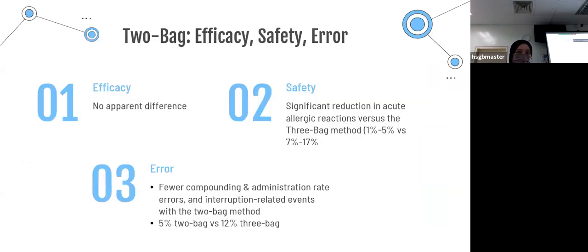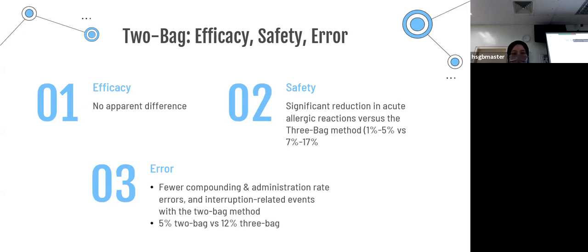As for the efficacy, apparently there is no difference between the efficaciousness of the 3-bag method versus the 2-bag method. As for the safety, there is a significant reduction in acute allergic reactions versus the 3-bag method, in that in the 2-bag method, acute allergic reactions are reported in approximately 1 to 5%, versus 7 to 17% in the 3-bag method. This is because of the slower rate of the loading dose, which reduces the chance for patients to get anaphylactic reactions.